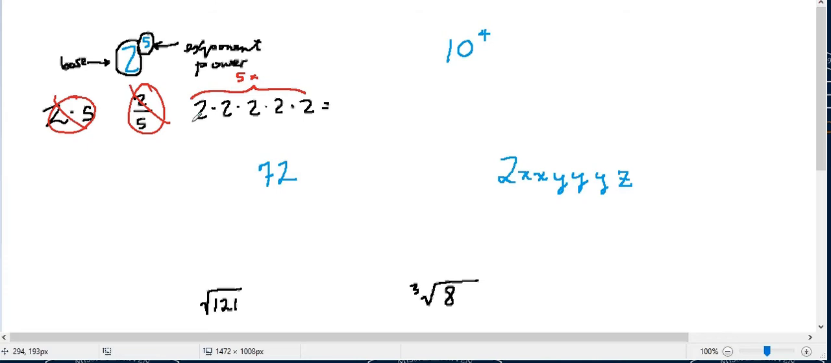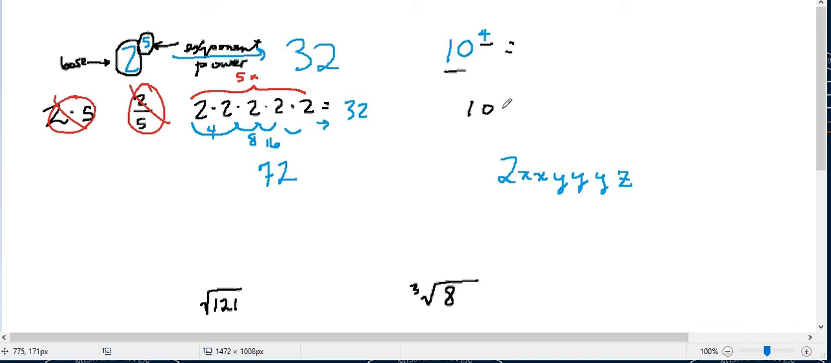What's the answer? 2 times 2 is 4. Times 2 is 8. Times 2 is 16. Times 2 is 32. So 2 to the 5th is 32. Let's try this again. Base, exponent.